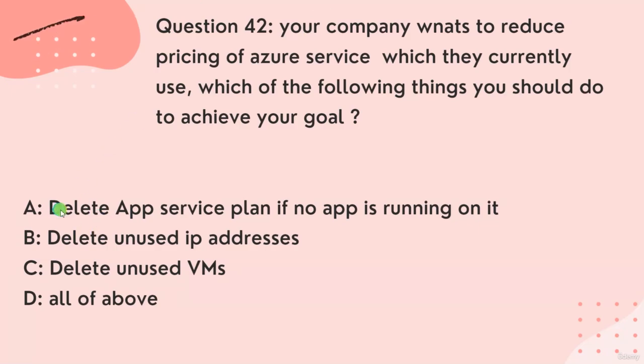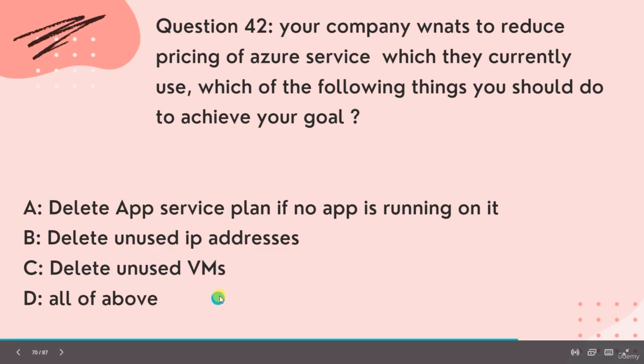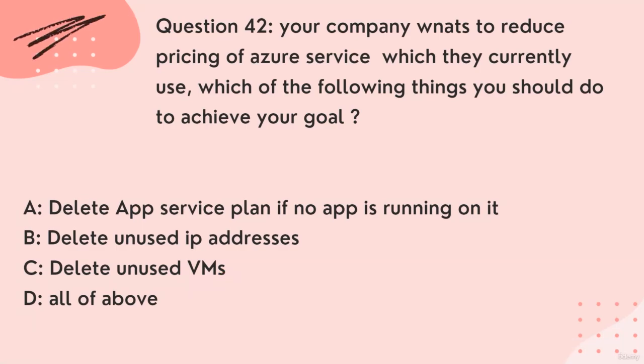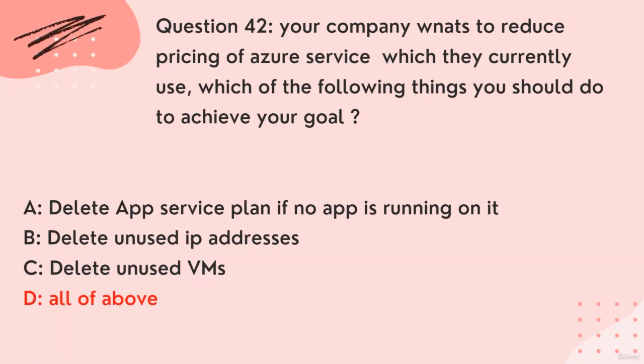So the option says delete app service plan if no app is running on it. Yes, if you want to save your money, you should delete app service plan if no app is running on it. Delete unused IP addresses. Yes, if you do not delete the IP addresses, you will still be charged as they will be under your name. Delete unused virtual machine. Yes, you should delete the unused virtual machine, because if you do not, you will still be paying for the storage cost of these virtual machines. So all the options that are provided are correct. So option D is right. All of above.